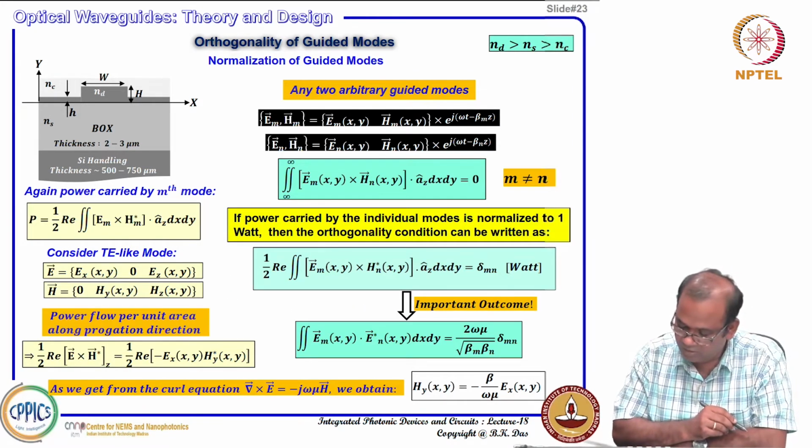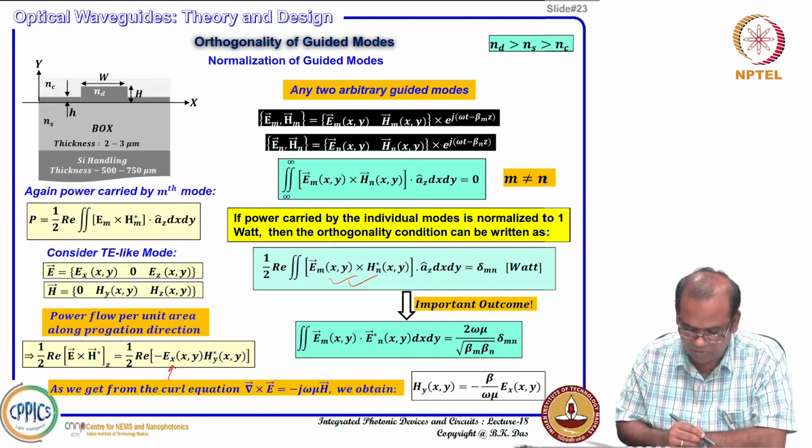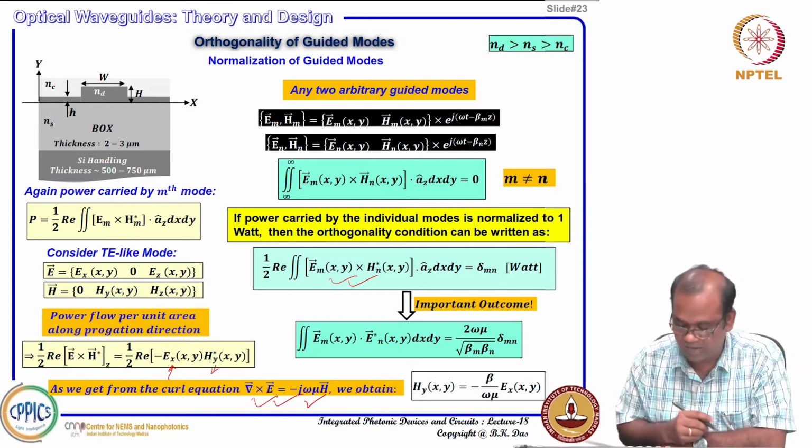Okay, fine. Now, if I write this one, I want to make a little modification. How are we doing it? Instead of the electric field and magnetic field components, we know that once we have the electric field component for a given mode, I can find out the magnetic field component from the curl equation we have shown earlier already.